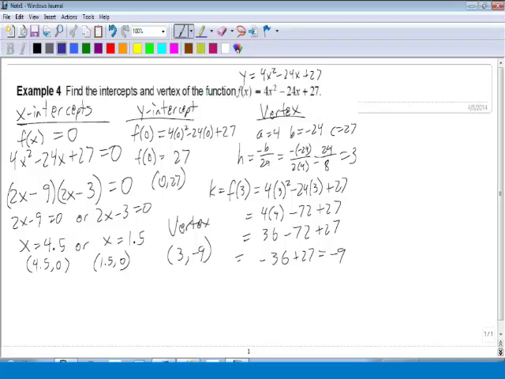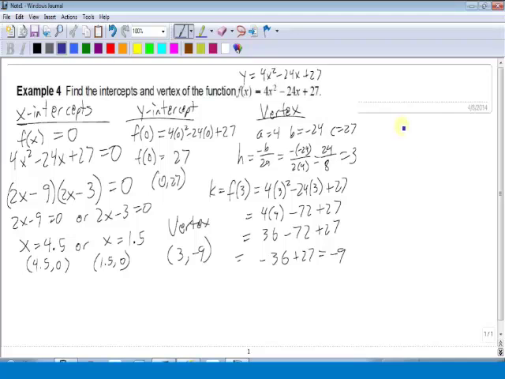For the y-intercept for any function, just evaluate at 0. Substitute 0 for x, and we got the point 3, negative 9. Sorry, we got 0, 27. When we found the vertex, we used the vertex formula. Negative b over 2a gives the x-coordinate of the vertex, and if we evaluate the function there, we get the y-coordinate. So we have some key features of the graph.